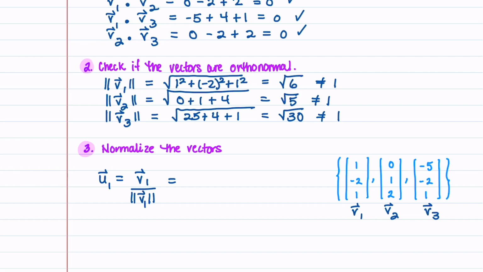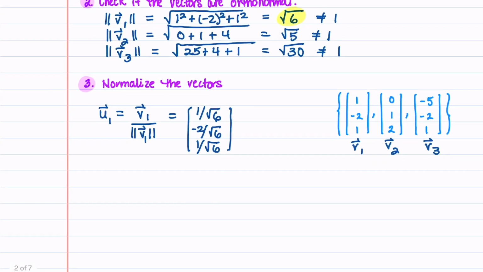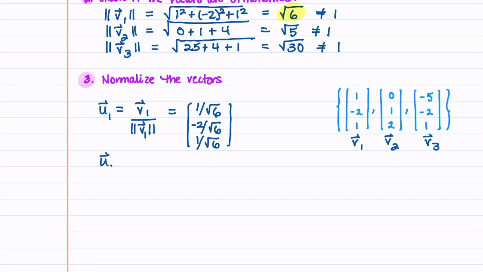u1 is just going to be our vector v1 divided by the square root of 6. So we have 1 divided by root 6, minus 2 divided by root 6, and then 1 divided by root 6. u2 is going to be v2 divided by the magnitude of v2.